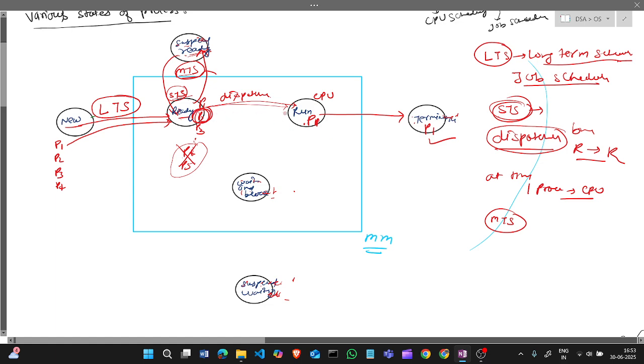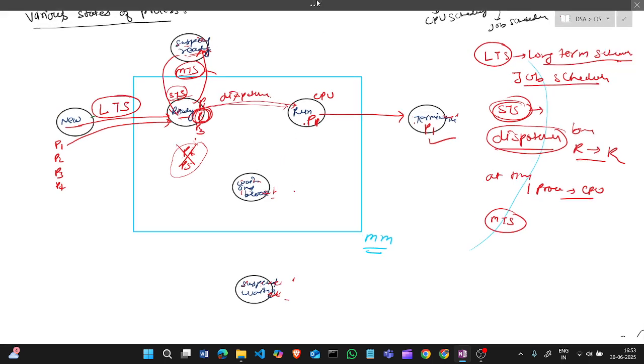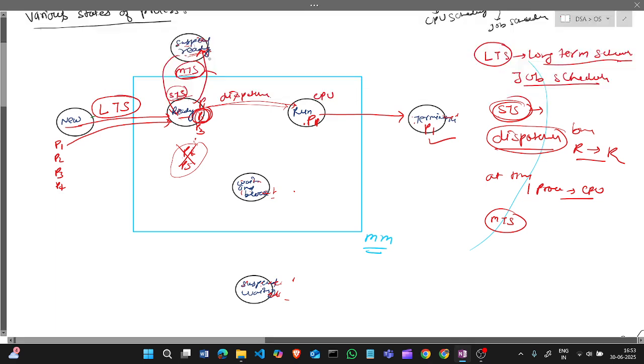Let's see another scenario. If P1 is executing inside the CPU, and it needs IO time, input output operations, then in between it is going to take these input output operations. Now P1 is out and the CPU is empty. Then the short term scheduler selects another job like P3, and the dispatcher places this job P3 to the CPU.